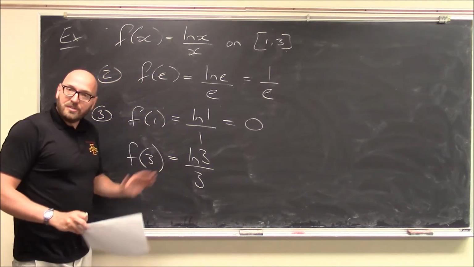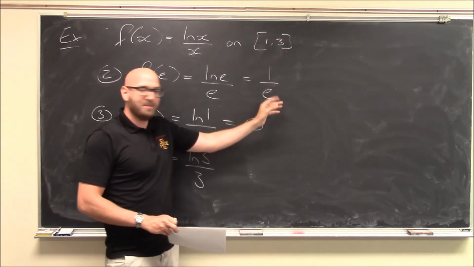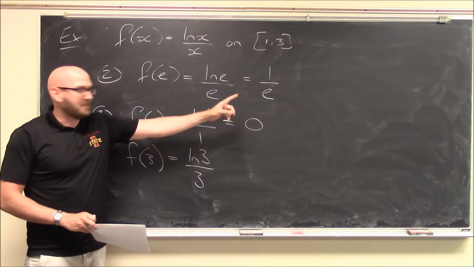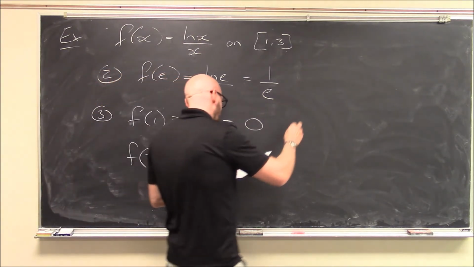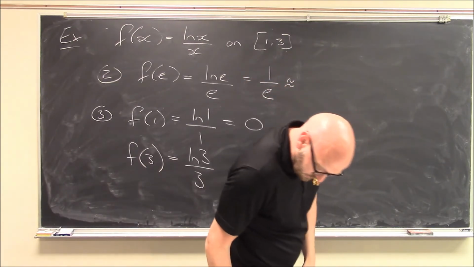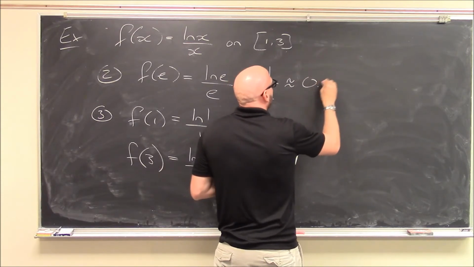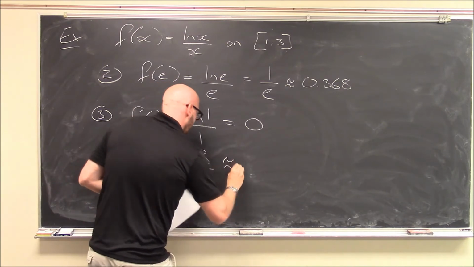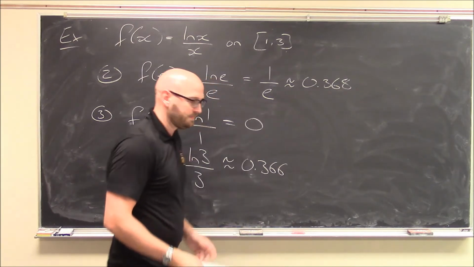Now I'm pretty good with numbers. I can usually look at things and figure out which one's bigger. 1 over e, 1 over 2.7 or so, ln of 3 over 3. It's actually very hard to decide which one of these is bigger than the other because they're very, very close. So I plug them into a calculator. 1 over e is approximately 0.368, and ln of 3 over 3 is approximately 0.366.